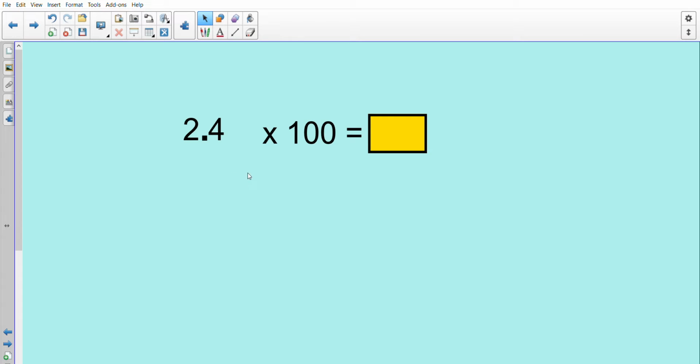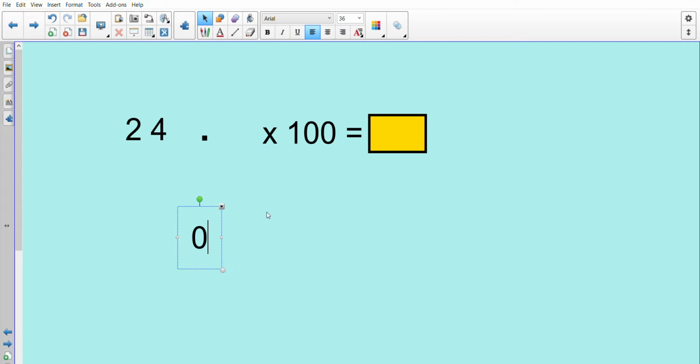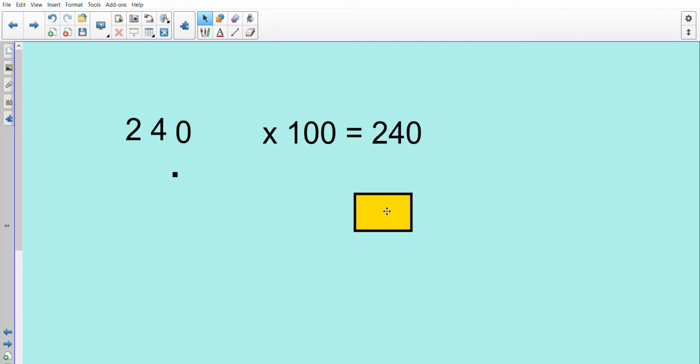Let's have a look at this. 2.4 times 100. Well, you guessed it right, we've got two zeros here, so we're going to move 2.4 two places to the left. So let's do this really carefully. The decimal point stays in the same place. We go 1, 2 places to the left. Now we've got here 24, a gap, and then a decimal point. So we need to fill that gap with our placeholder, which is the 0. We get 240 point. Well, that point is now meaningless, so it's just 240.